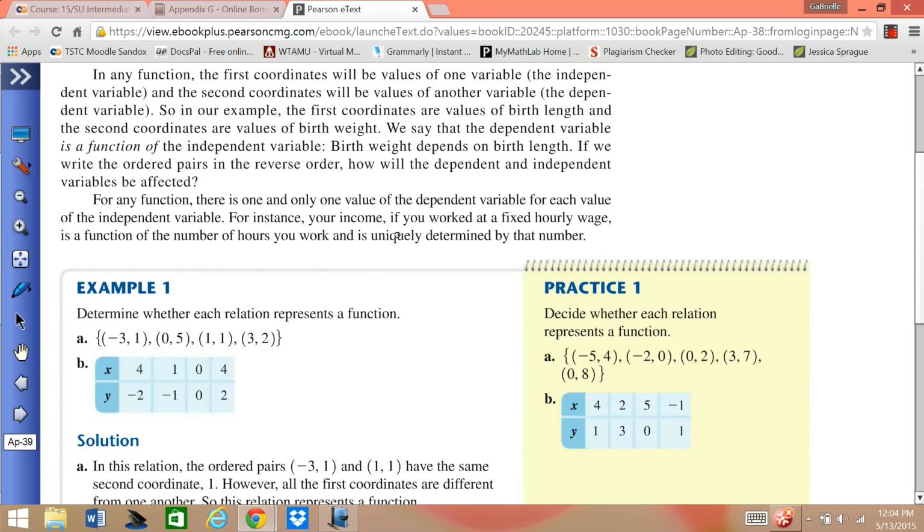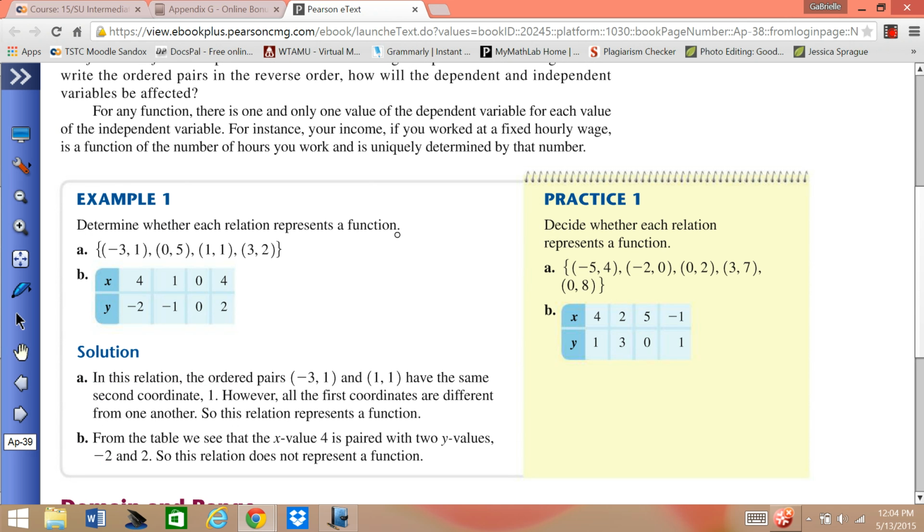Now let's look at practice 1. We're going to do the practices here on the right-hand side. It says decide whether each relation represents a function. Look at all the first numbers. I have -5, -2, 0, 3, and 0. Do any of those repeat? Yes, my 0 right here and my 0 right there. Those 2 repeat. So would A be considered a function? No, it's not a function because you have 2 zeros right there.